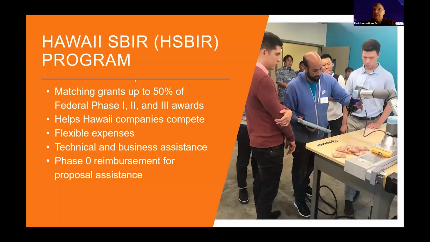And as always, I want to highlight the fact that the state of Hawaii has a really great SBIR assistance program through Cindy and HTVC. They have matching grants of up to 50% on phase 1, phase 2, and even those GSA style phase 3 awards. They just really provide that knowledge base. HTVC allows people to come and hear me talk about different aspects of SBIR, or that reimbursement for proposal assistance. So do not hesitate to reach out to Cindy.